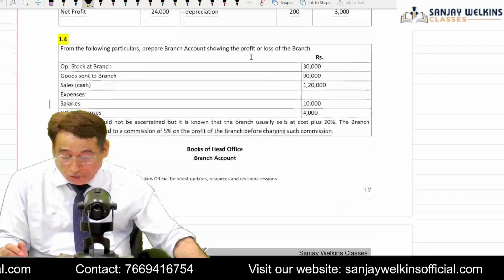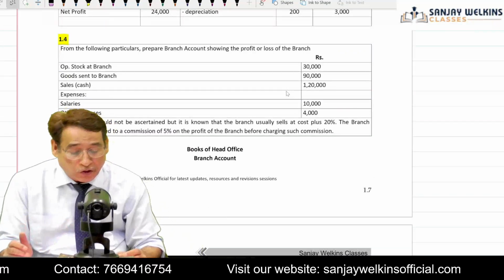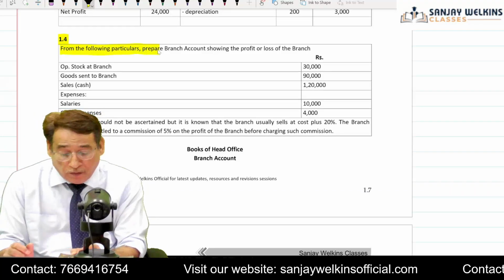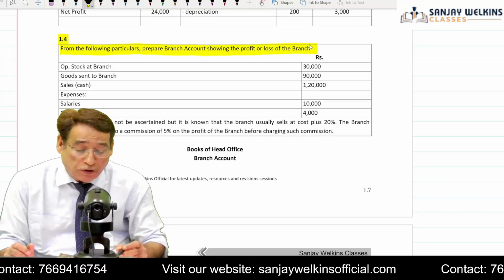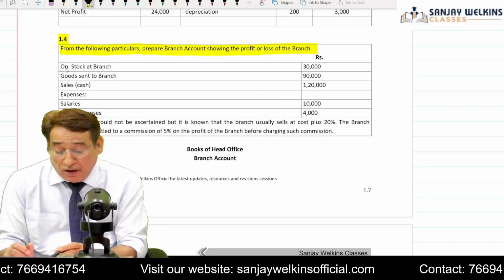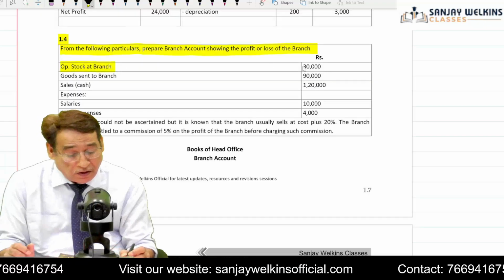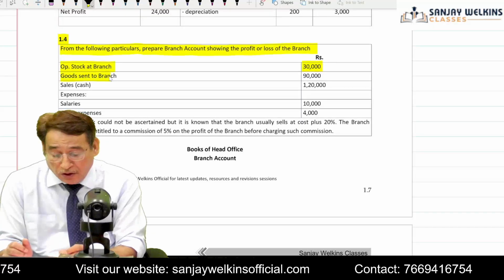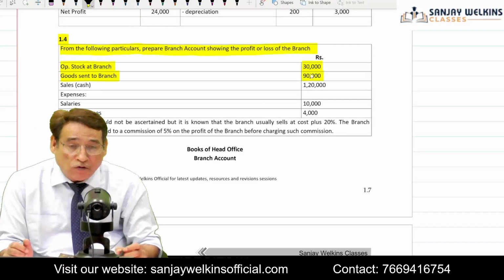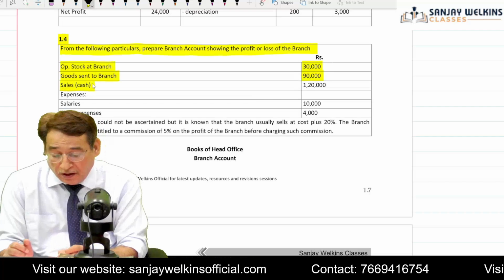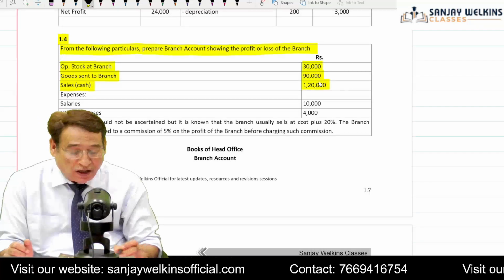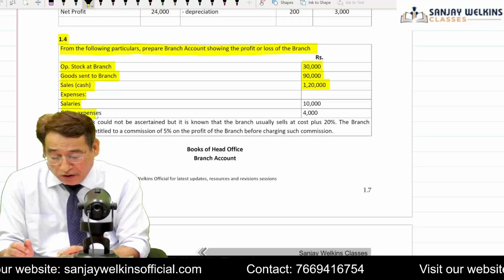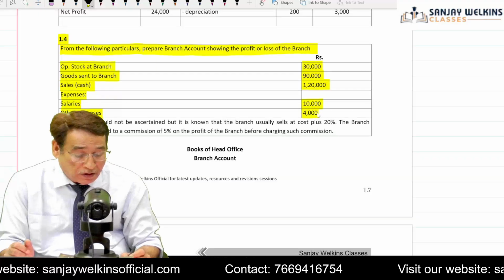Just have a look over this particular question, and this question happens to be pretty stronger than the ones we have done so far. Here it is written that from the following particulars, prepare branch account showing the profit or loss of the branch, correct? So here opening stock at branch is 30,000. Goods sent to branch this time is equal to 90,000, and besides that, all sales are on cash, correct? And further, there are two expenses, salary and other expenses, that is 10,000 and 4,000.